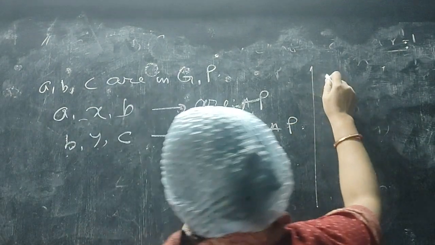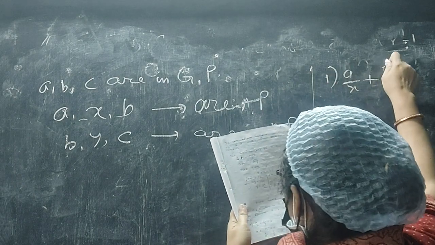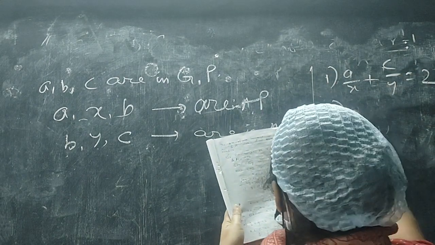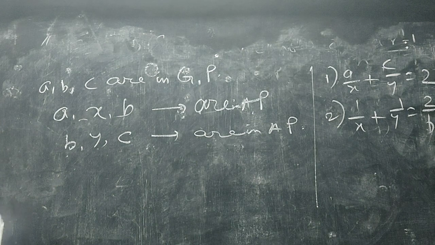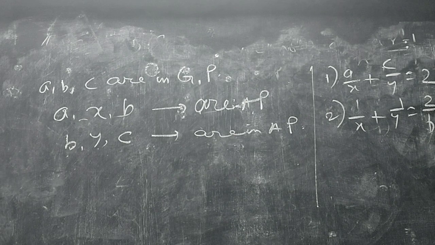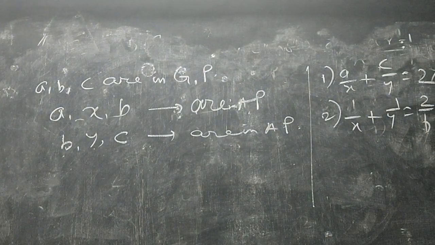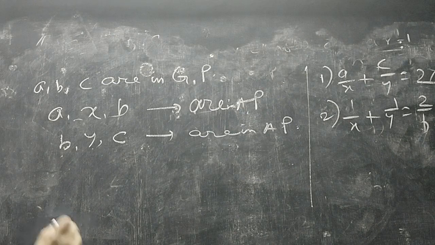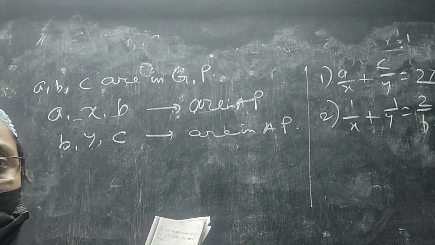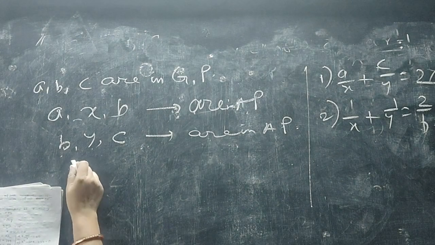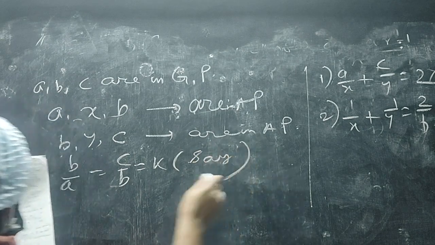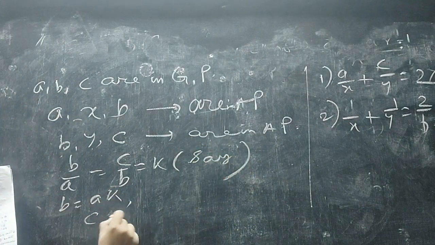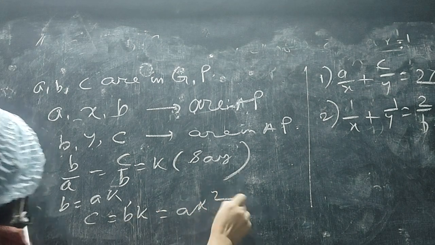We have to prove first, A by X plus C by Y equal to 2, and second, 1 by X plus 1 by Y is equal to 2 by B. A, B, C are in GP, so I can write B by A equal to C by B equal to K. That means B equal to AK and C equal to BK, this equal to AK square.